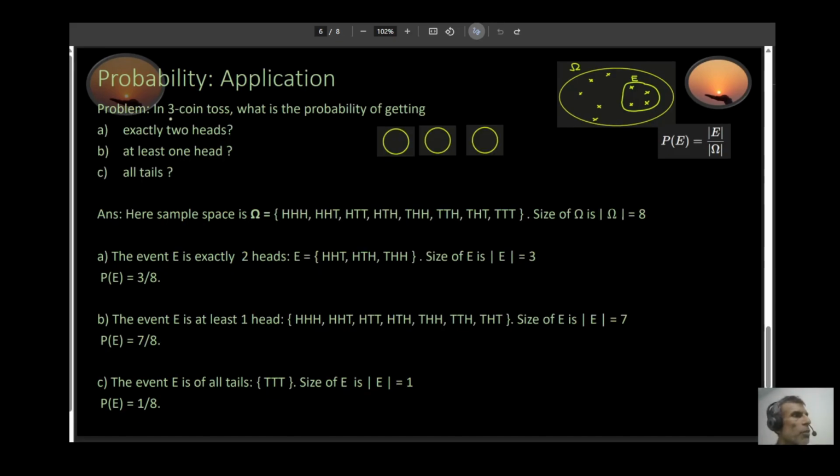Suppose now you perform a three coin toss. In other words, you take three coins and you toss them. So what is the probability of getting exactly two heads? What is the probability of getting at least one head? What is the probability of getting all tails?